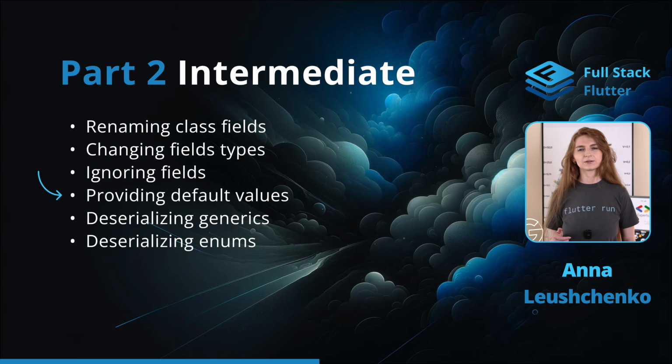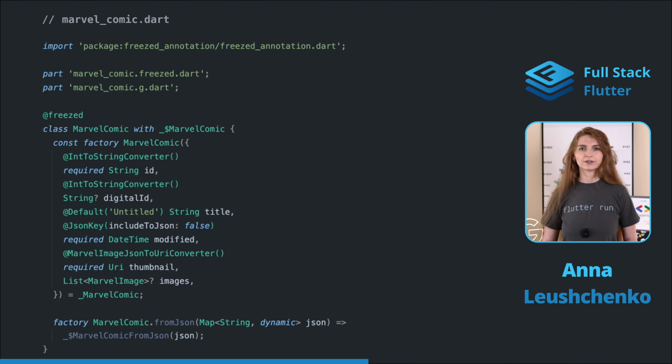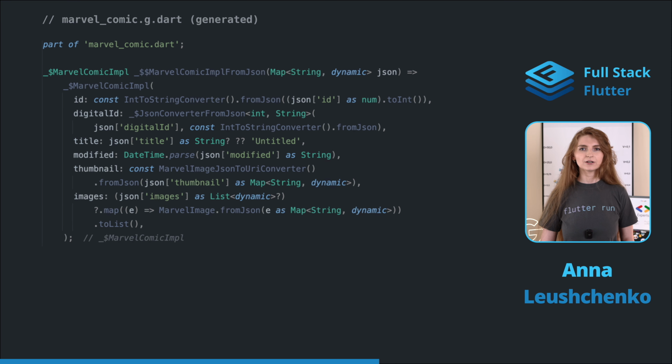It's not a rare case that we'd like to give some field a default value in case it's not present in the incoming JSON. This can be done with the help of the default attribute from Freezed. Let's say we want the comic's title to be "Untitled" if no value was sent in JSON. With the current implementation, the deserialization will fail. So here we have to replace the required keyword with the default annotation, and now the generated code reads title as a nullable string and provides the "Untitled" string as a fallback value.